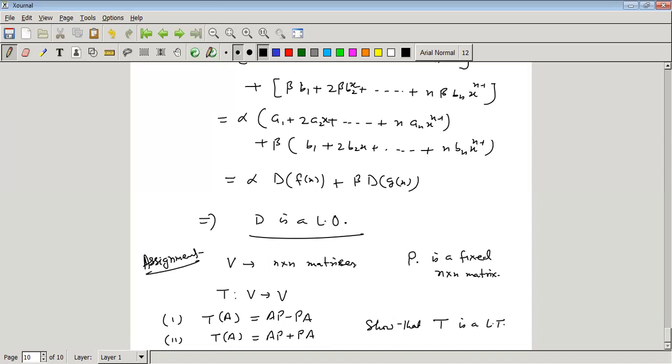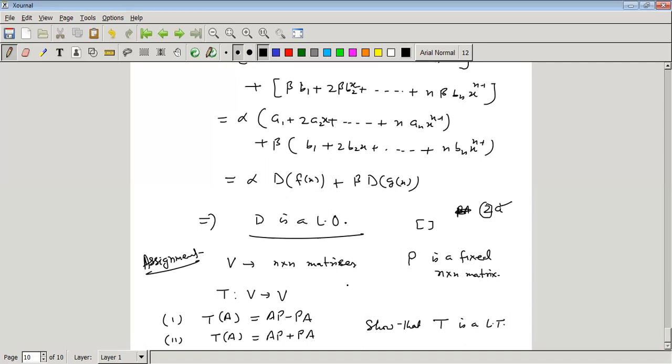That P is fixed, right? So if we multiply it with a fixed number, what happens? In real numbers, if I take 2 into A, here 2 is fixed, only A changes. Similarly, P is a fixed matrix. This is given that P is a fixed matrix. Now, what is the output of any matrix A? A into P minus P into A.